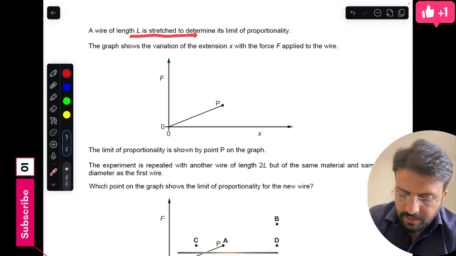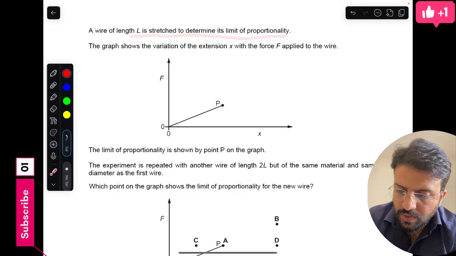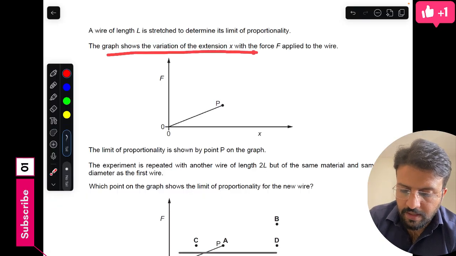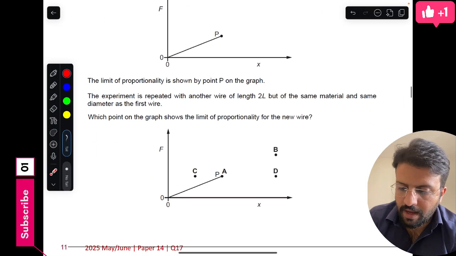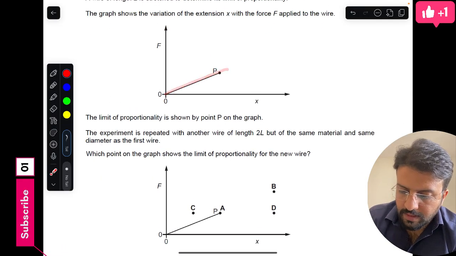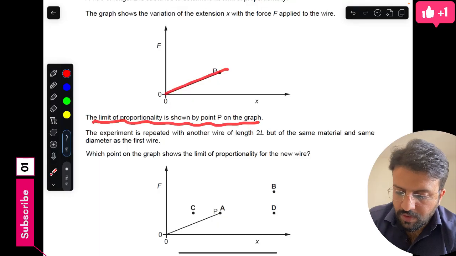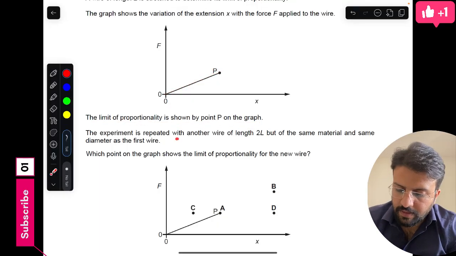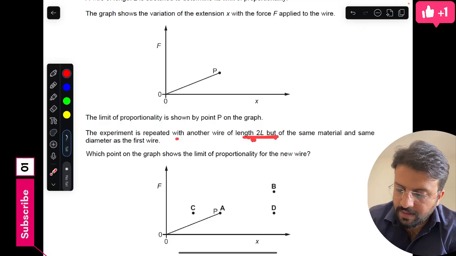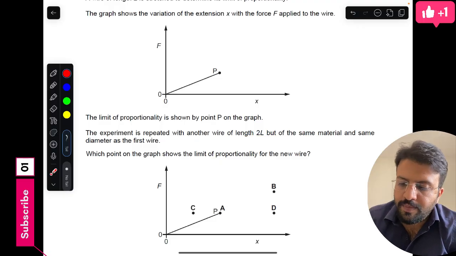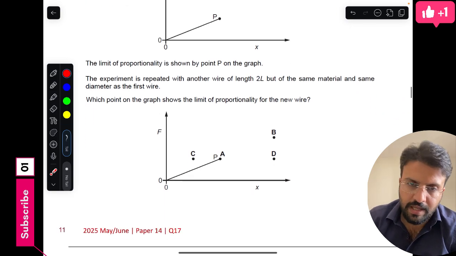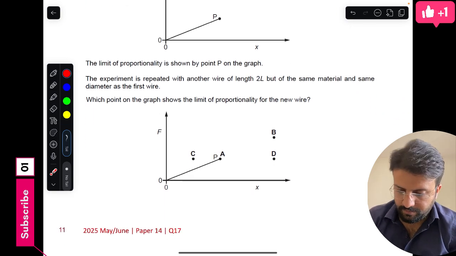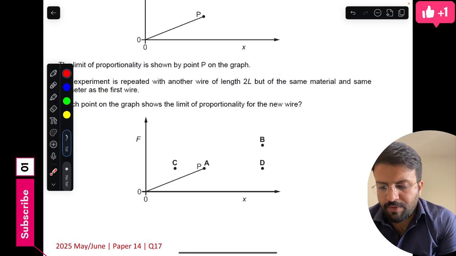In the next question, a wire of length L is stretched to determine its limit of proportionality. The graph shows the variation of extension X with the force applied to the wire. Okay, this is the graph that is given actually. The limit of proportionality is given by point P on the graph. Okay, the experiment is repeated with another wire of length 2L, but the same material. Material is same, you're just increasing the length, and diameter or area is also same. Which point on the graph shows the limit of proportionality?